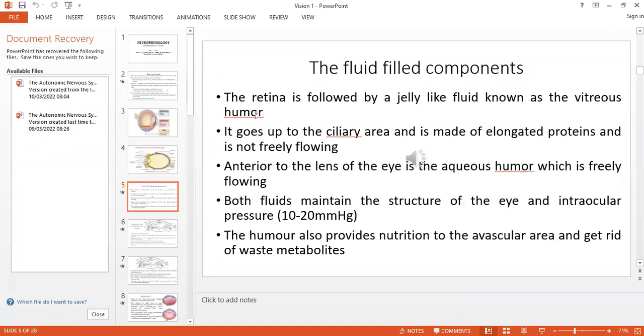Please pay attention because most of these questions come in multiple choice, okay? There's one fluid which will be flowing and the other one is static. It doesn't move. We have got two fluids that are found in the eye, the vitreous humor and the aqueous humor, right? So if this one does not move, the other one is able to flow. Are you getting that, people?